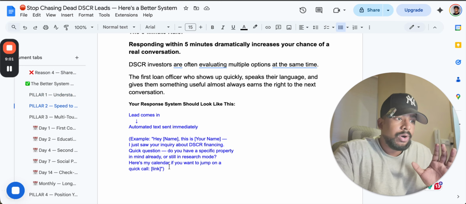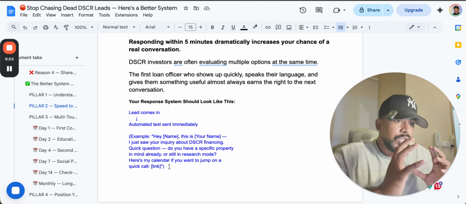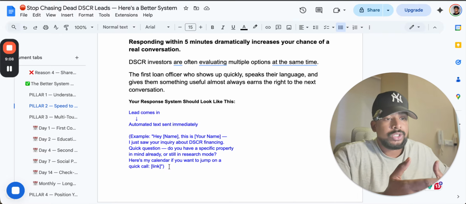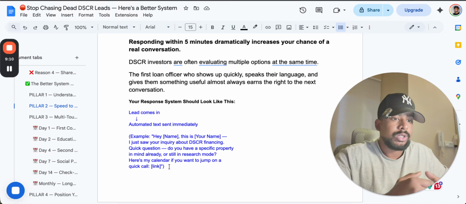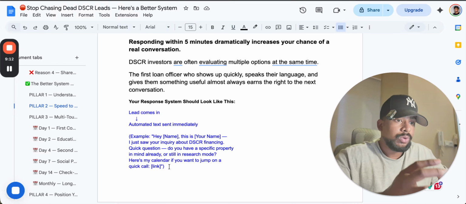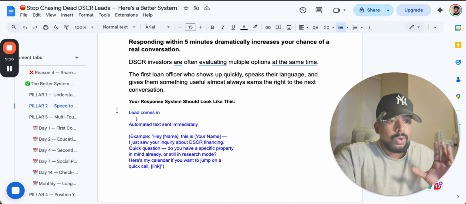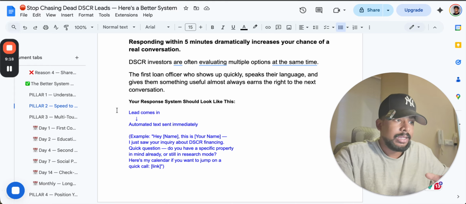And this is how your follow-up should look. Again, you don't have to do it manually. If you can't, of course, there is no option, but always try to build out a system that can actually do automatic follow-up like this. Lead comes in and you have a quick text automatically sent like this. Hey, name, this is, of course, John. I saw you inquire about DSCR financing. Quick question.